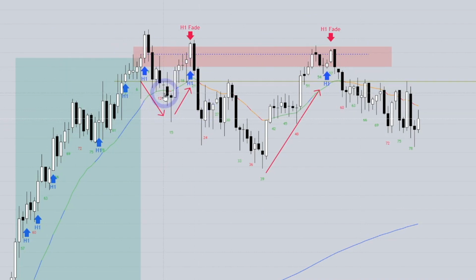So looking to see where the high ones and low ones work is a great way to work out whether we're in a trend or a trading range. As long as they're working, don't fade them. The moment they stop working, there's an opportunity for traders to fade.